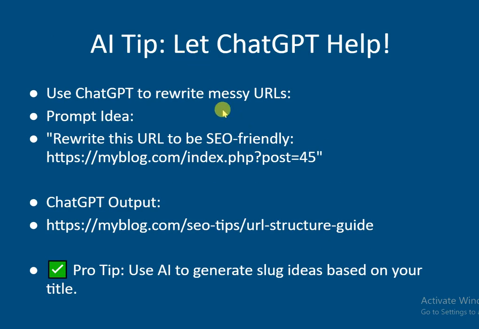Next, this is a pro tip. Let AI like ChatGPT help you clean up messy URLs. You can ask ChatGPT to rewrite long, confusing URLs into an SEO-friendly version. Just use a simple prompt like "rewrite this URL to be SEO-friendly." This is just the example I have given.